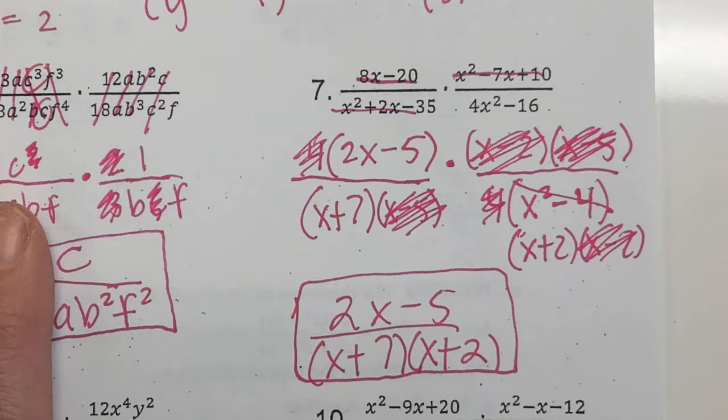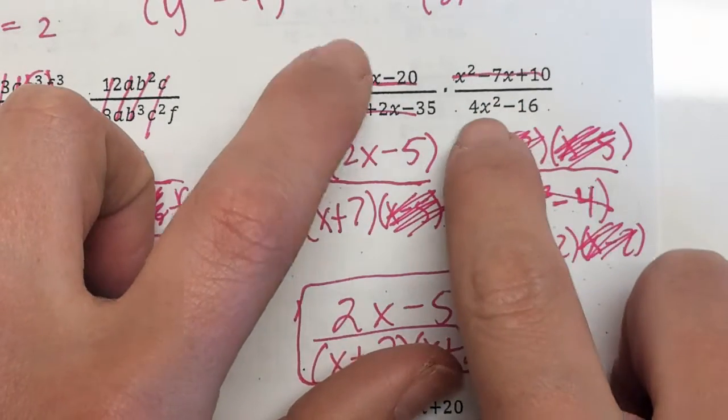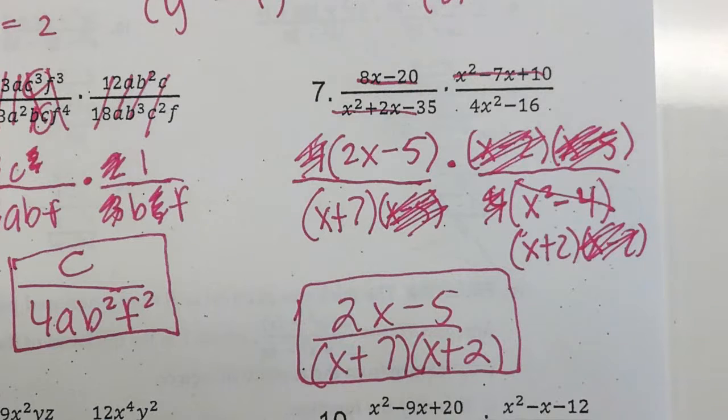I don't know if I can. Cross canceled what? 8 and 4. Because these are attached to this. It could if it was just one term. Any other questions? Nothing. It was a dumb question.